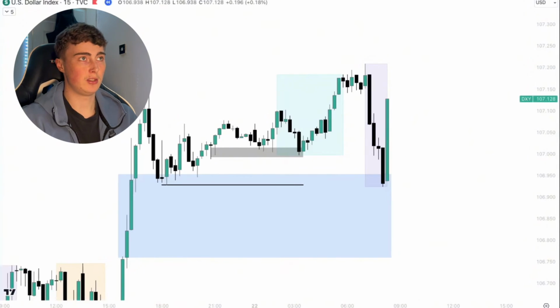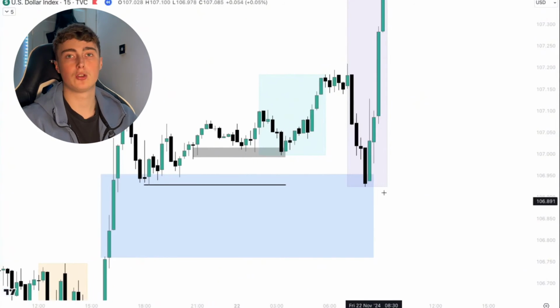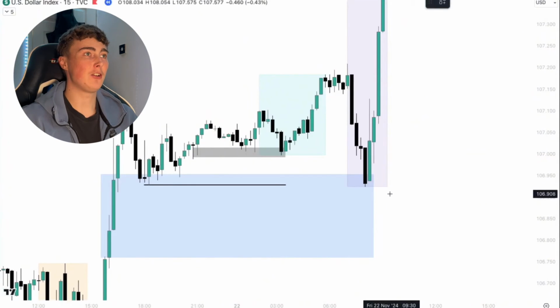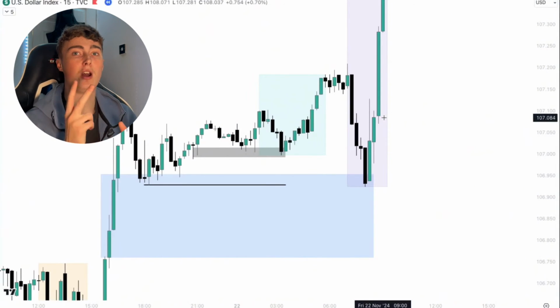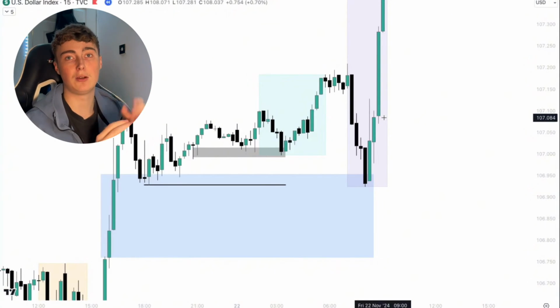And if I play it out, you can see that's exactly what happened, right? Price pushed to the upside. But how do we actually go about getting the entry within here before price moves to the upside? And that leads me onto the third skill, which is going to show you exactly how to do that.